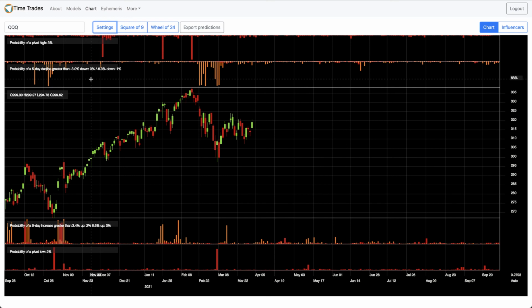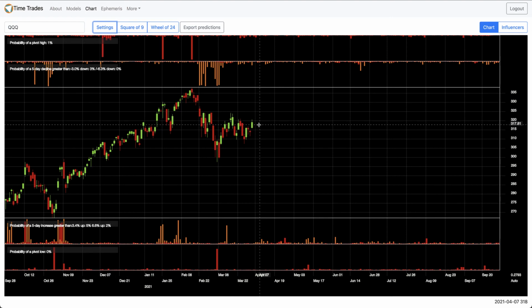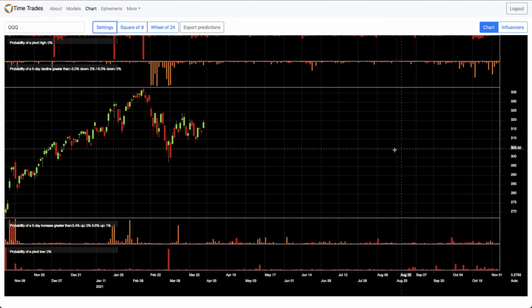Now keep in mind that we do not recommend using the probabilities alone for trading decisions. These are a guideline. We recommend combining these with other techniques to plan and execute a trade. These probabilities are just one part of an overall trading strategy and can give you a medium-term view of likely direction and volatility.